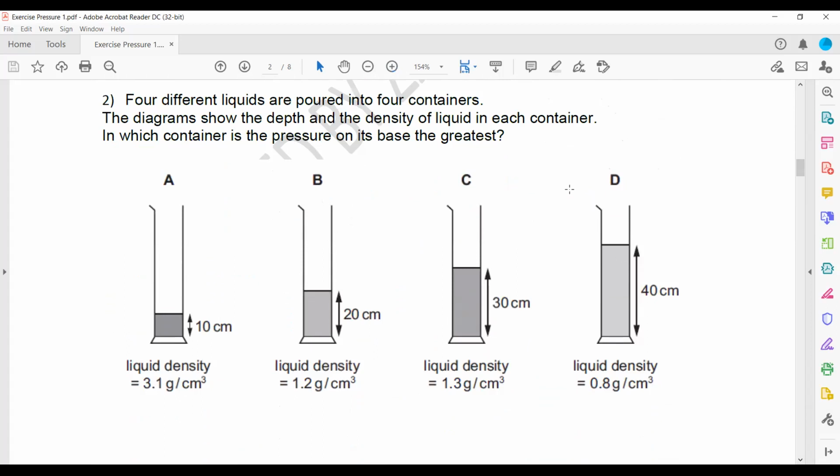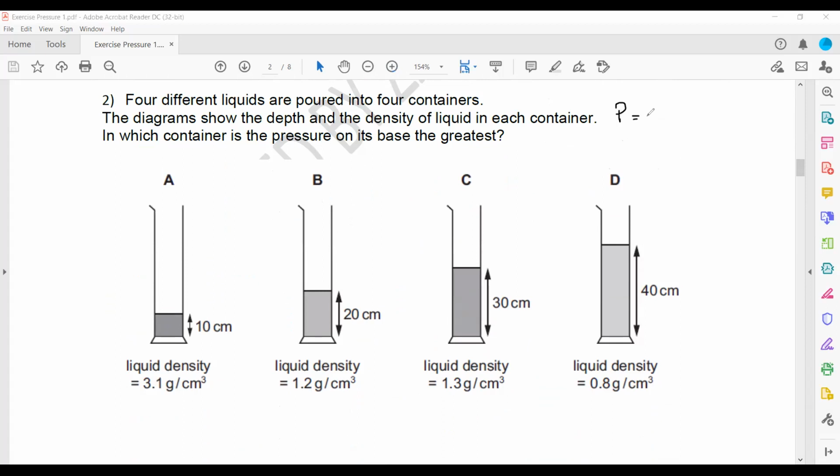In this question, four different liquids are poured into four containers. The diagram shows the depth and the density of each liquid. In which container is the pressure on its base the greatest? So how do we calculate the pressure exerted by the liquid?